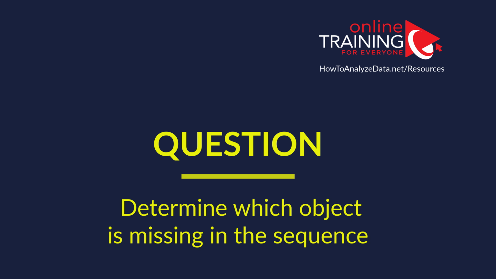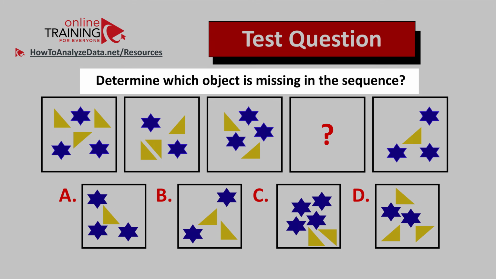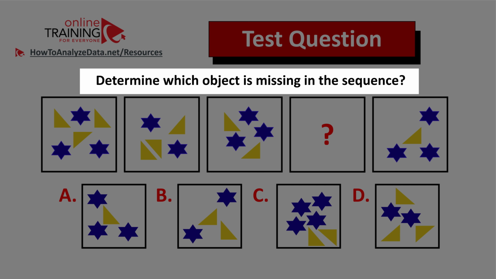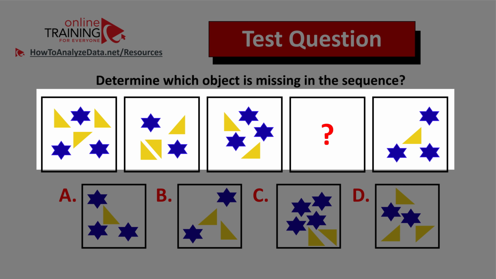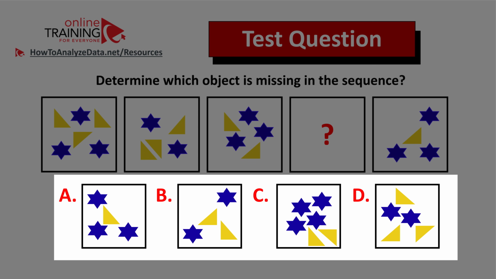Some of you might find this question tricky, but regardless of whether you can solve it on your own or not, you will be excited to learn the solution to this real-life assessment test question. Here is the question. Determine which object is missing in the sequence. You're presented with a sequence of 5 objects, and object number 4 is missing. You also have 4 different choices to choose from for the missing object: A, B, C, and D.